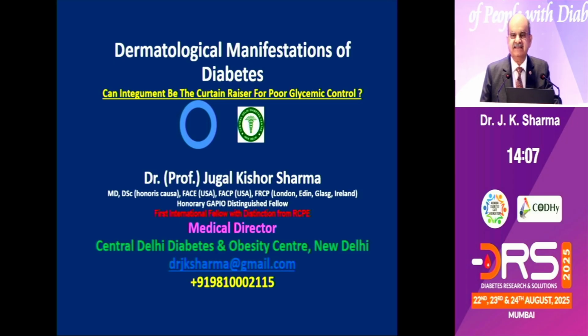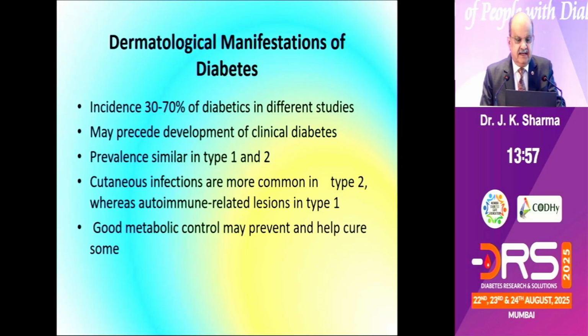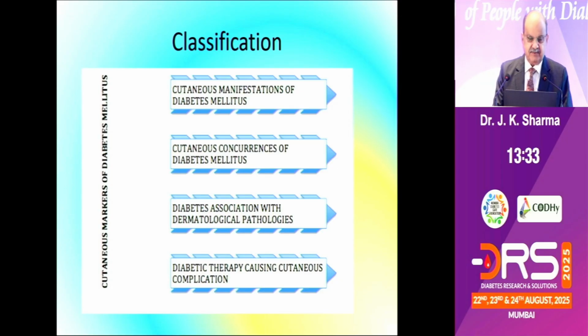If the glycemic control is not good, then definitely these symptoms appear and the signs which we have to look for. The incidence is 30 to 70% of diabetics in different studies, and at times they may precede the development of clinical diabetes. Prevalence is similar in type 1 and type 2 diabetes, and they are more common in type 2, whereas autoimmune related lesions are more common in type 1. Good metabolic control may prevent and help cure some of these.